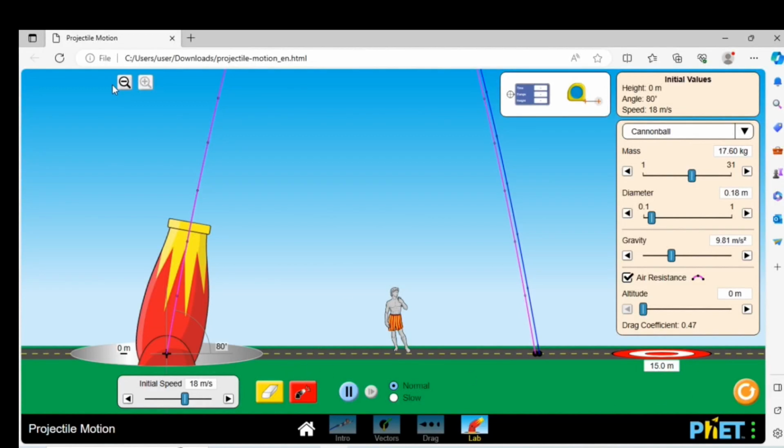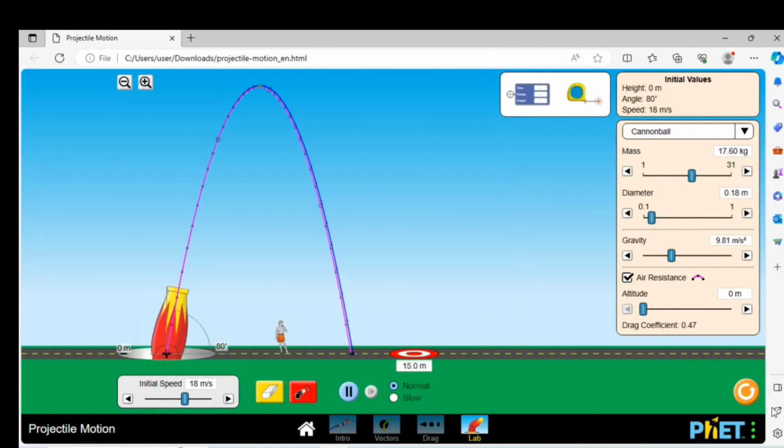So, next, we can reset this. Okay? Sa ating next na variable. So, yung next naman na variable na in-explore natin ay regarding mass. So, ano ba ang effect ng mass? Una, with air resistance, tsaka yung pangalawa, without air resistance. So, magsimula na tayo sa without air resistance.